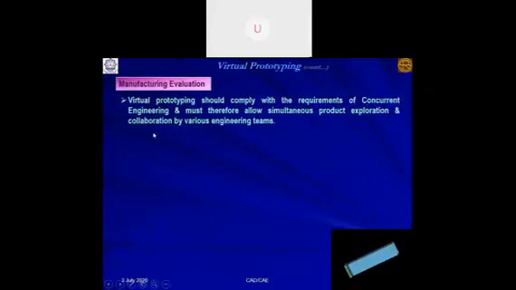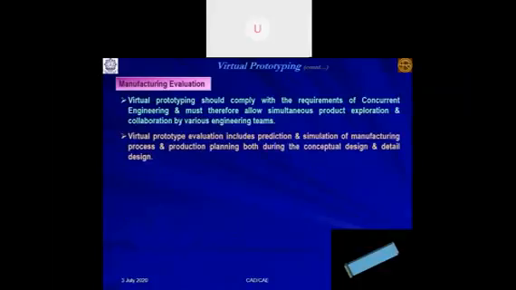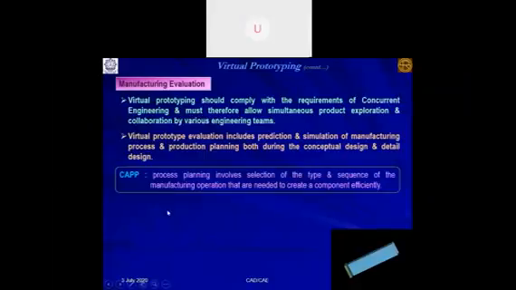So virtual prototyping should comply with the requirements of concurrent engineering and must therefore allow simultaneous product exploration and collaboration by the various engineering teams. Virtual prototype evaluation includes prediction and simulation of the manufacturing process and production planning, both during the conceptual design and detailed design. So computer-aided process planning is another important area. That is a part of manufacturing evaluation.